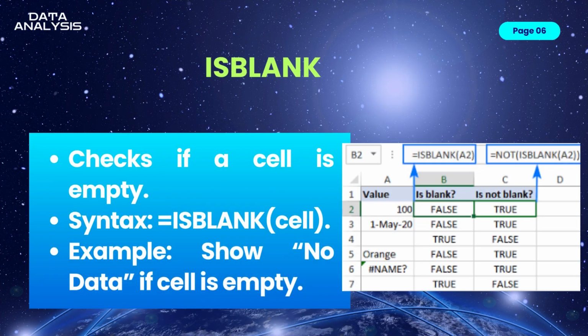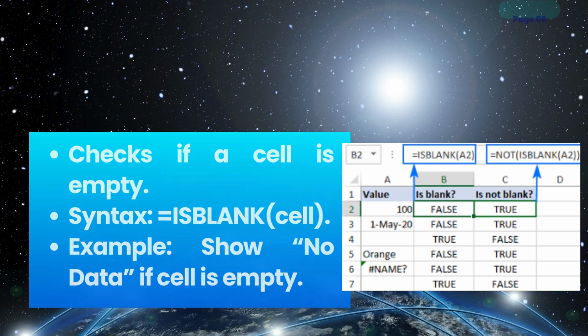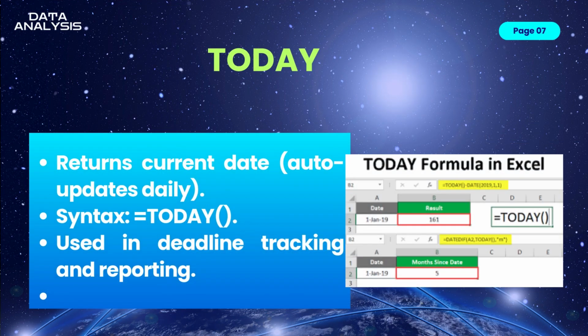ISBLANK for empty cells. Sometimes you want Excel to check if a cell is empty before doing something. ISBLANK is the detective here. Example: =IF(ISBLANK(F2),"No data",F2) will tell you if a cell is empty instead of leaving you guessing.